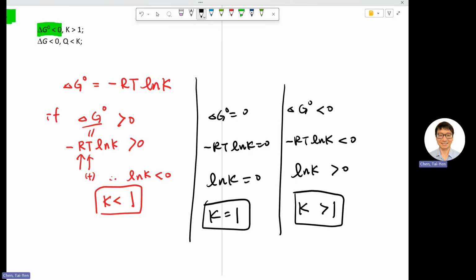Okay, so this is just some basic mathematical operation. But if you know how to do these operations, then based on the delta G 0 values, you can predict whether your K is going to be larger than, equal to, or smaller than 1. This is actually one thing that you will probably see in your quiz, I believe. So that is how you solve the problem.